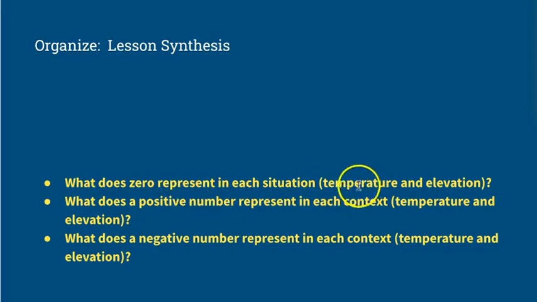So what was the 0 for temperature? Yeah, with Celsius, we're talking about 0 being the point that water freezes. Okay, and what about elevation? Yep, that's, again, what we're talking about with sea level. Positive numbers in both of those are greater than 0. So in temperature, you're talking about warmer than the freezing point for water. And for elevation, you're talking about above the ocean. Same thing with negatives. It's the opposite. We're talking about colder temperatures than 0, the freezing point, and elevations that are below sea level.